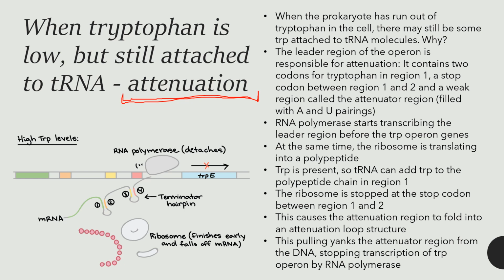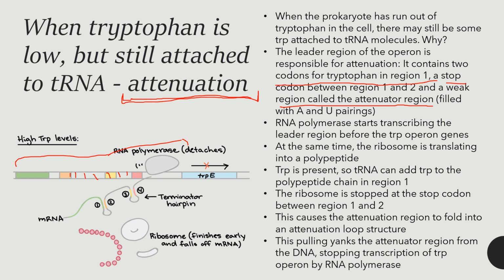So we have our regulatory gene, which is here, and we have that leader region amongst that. So remember we had region 1, 2, 3, 4, and 5 that we went through. Remember we had codons for tryptophan in region 1. We had a stop codon between region 1 and 2, and we had that weak region called the attenuator region between region 3 and 4. So that's what we've got in that region right now.